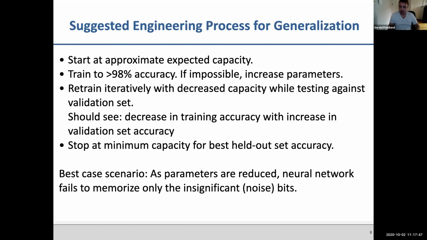And if that's not possible, then you increase the parameters, right? So if you can't get to a high enough accuracy, you probably should increase the parameters, because maybe you have some regularization term or some weird training stuff that prevents you from reaching full capacity in your neural network. But if you get to high accuracy, what you do then is you say, okay, let's halve the capacity.